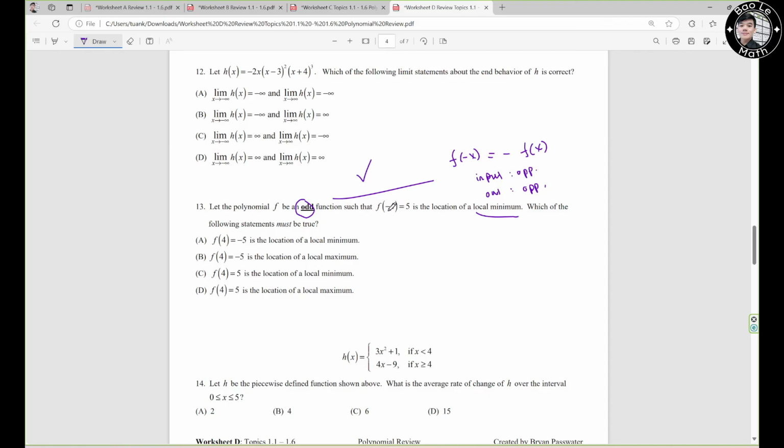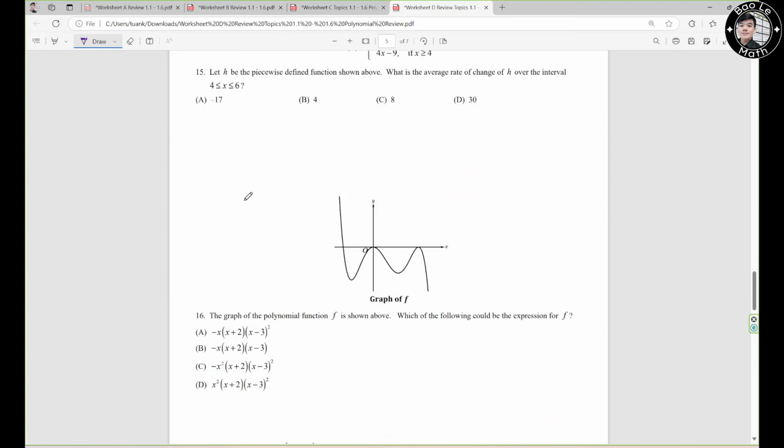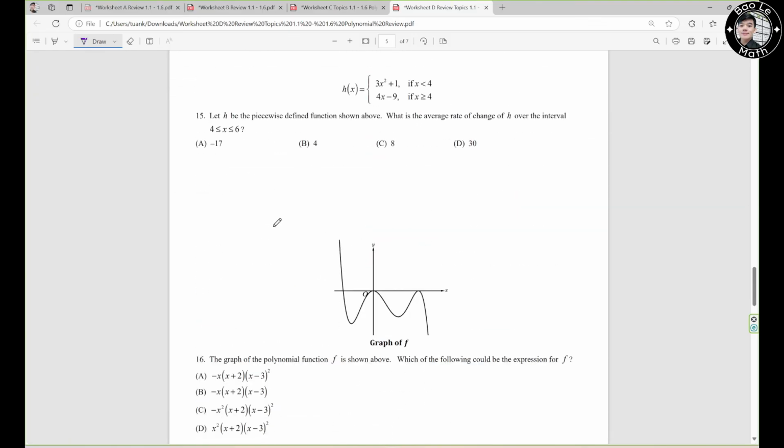So we look at this one. This is -4. This turned out to be 4. This is 5, turned out to be -5. So I have f of 4 equals -5. And this is a local minimum. This guy becomes a local maximum. So the answer must be B. All right, so I'm going to leave question number 14, 15 for you to practice. This is similar to the previous one.